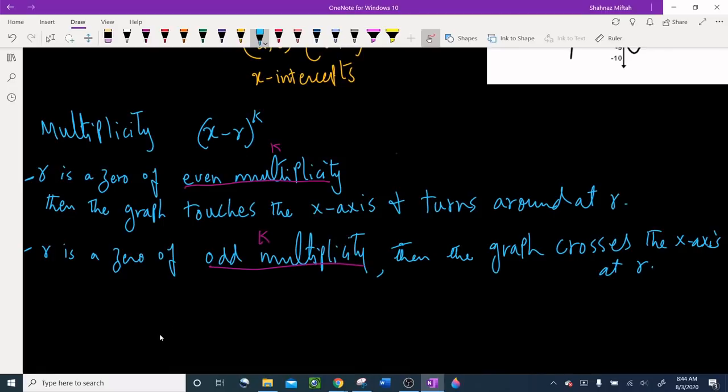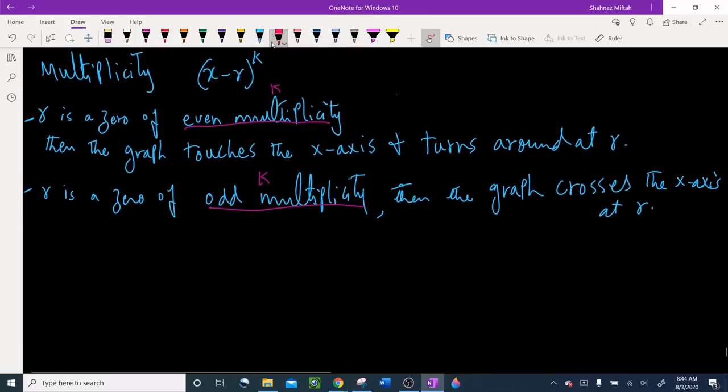Okay, so let's do an example for this multiplicity so we can understand it better. Here's the example. I have a function f of x equals negative 4 times (x plus half) squared times (x minus 5) to the power 3. We're going to figure out the multiplicity of the zeros, and then figure out if the graph crosses the x-axis or touches the x-axis and turns around at each zero.